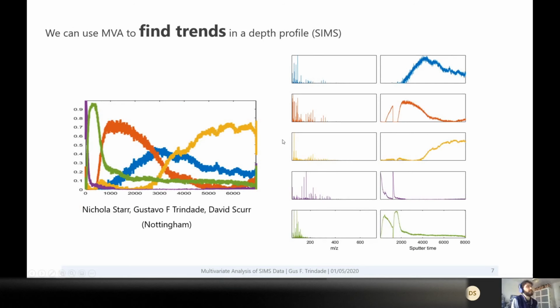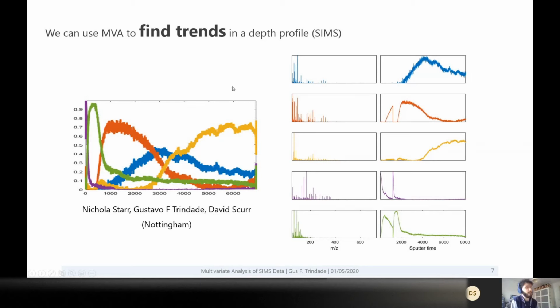You can also use it to find trends in depth profiles. I feel like lots of people are doing depth profiles nowadays, especially with the OrbiSIMS. You get tons of peaks in your depth profiling signal, and you can use MVA to group them and find patterns and trends of peaks that go together.